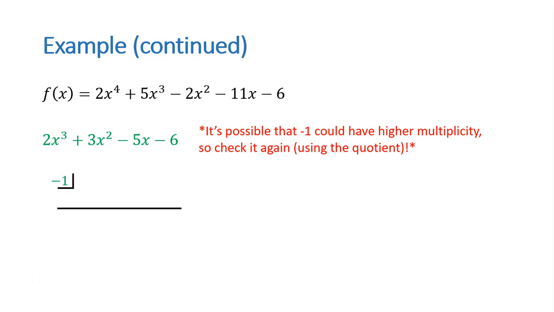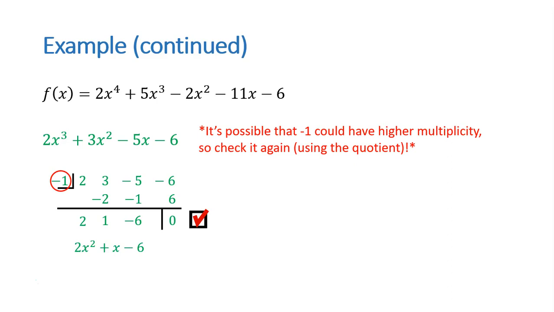So now we're dividing negative 1 into our quotient from our first synthetic division. So bring down the 2. We get a negative 2. Combine, we get a 1, negative 1, negative 6, positive 6, and then we combine for a remainder of 0. So negative 1 actually works twice. We only have one intercept corresponding to that, but the multiplicity of that intercept is higher than 1. It's now 2 in this case. So we're left over with 2x squared plus x minus 6.